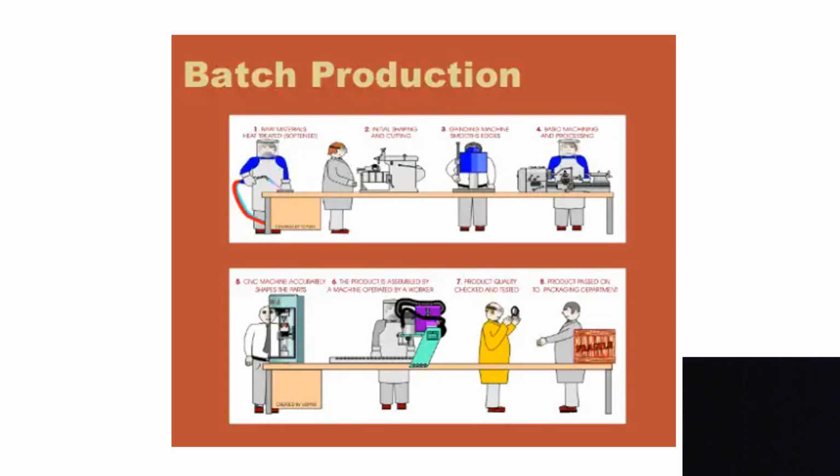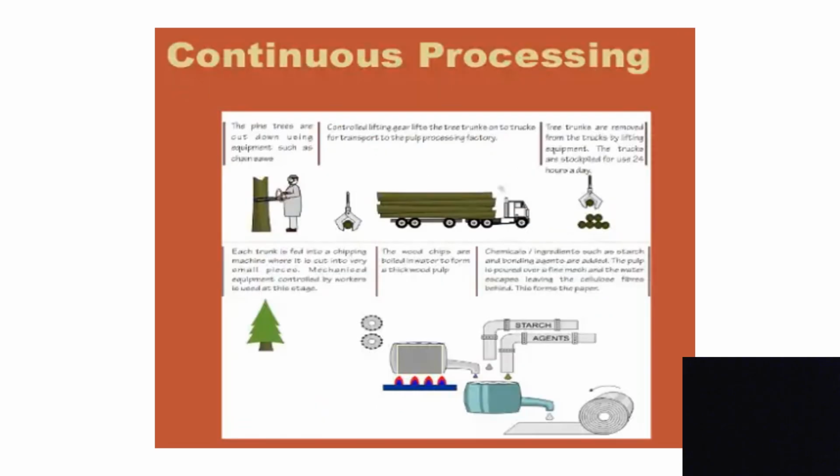So you can see the picture representing the batch process, because it is going to have a series of operations which are operated batch-wise, not continuously. Whereas when you take a continuous process, right from the raw material to the finished product, everything is continuous. So the plant is going to run continuously 24/7.